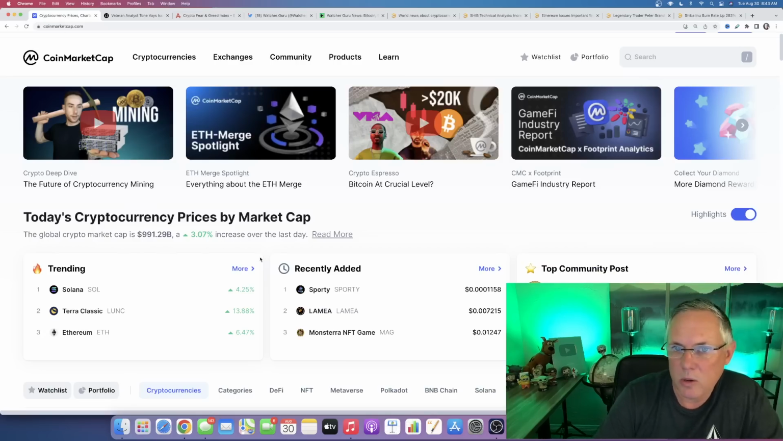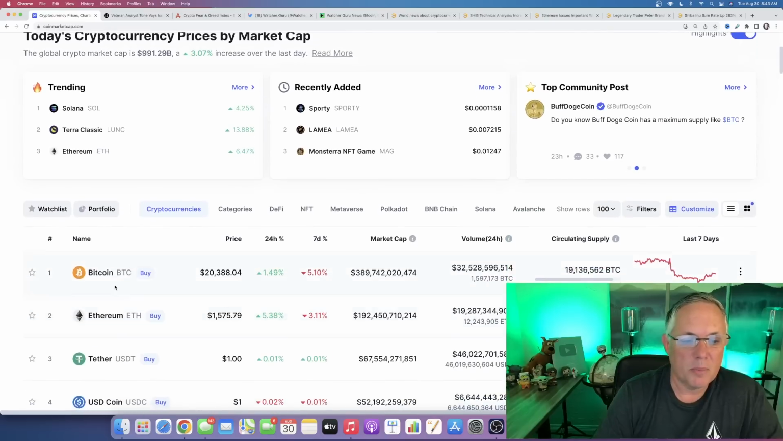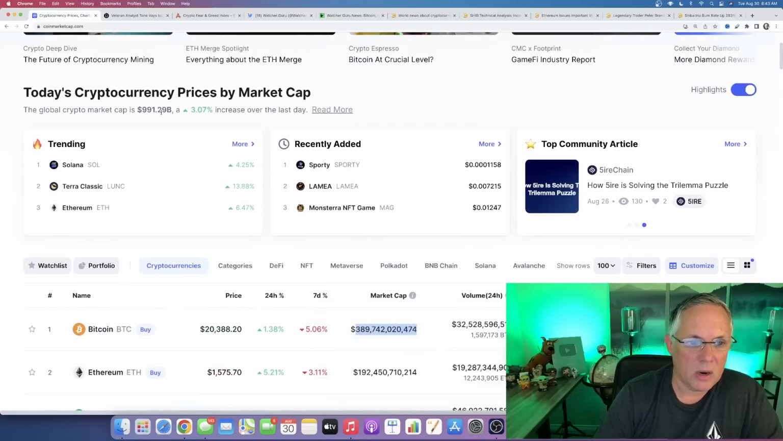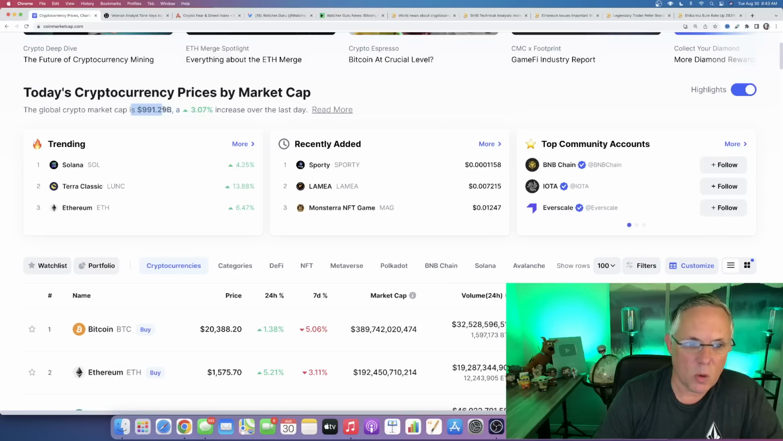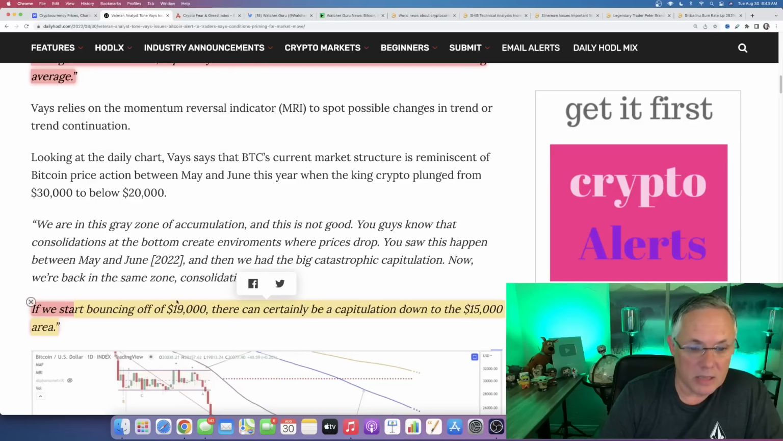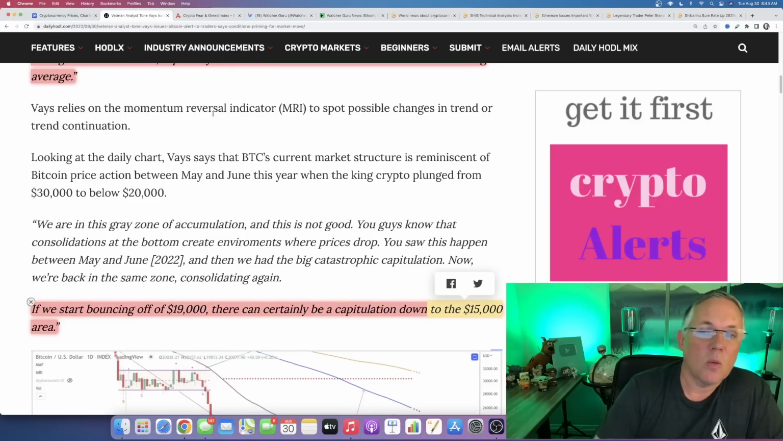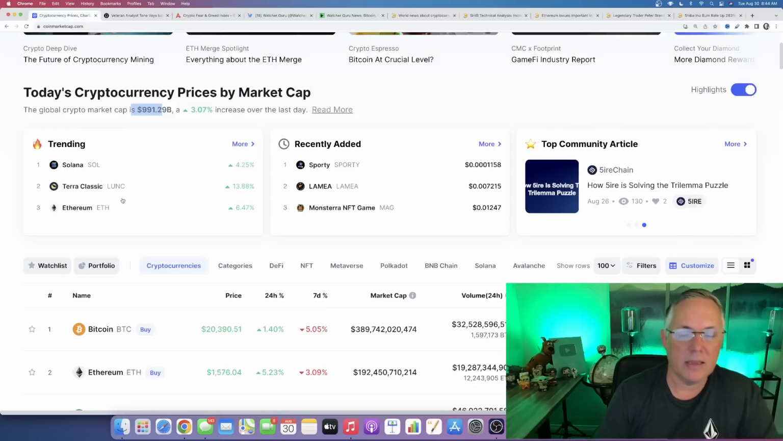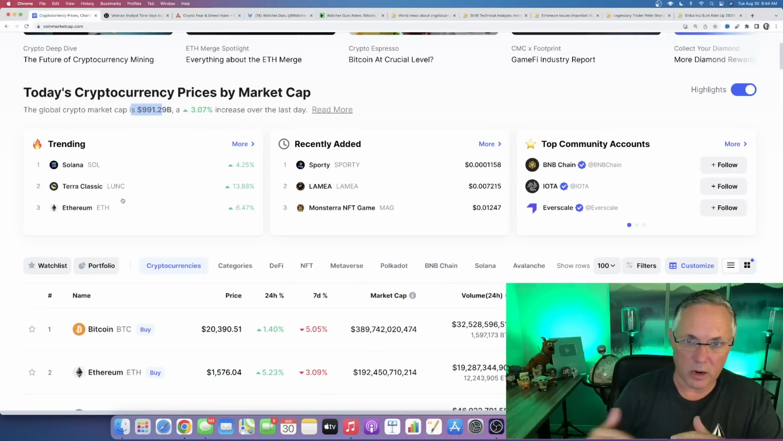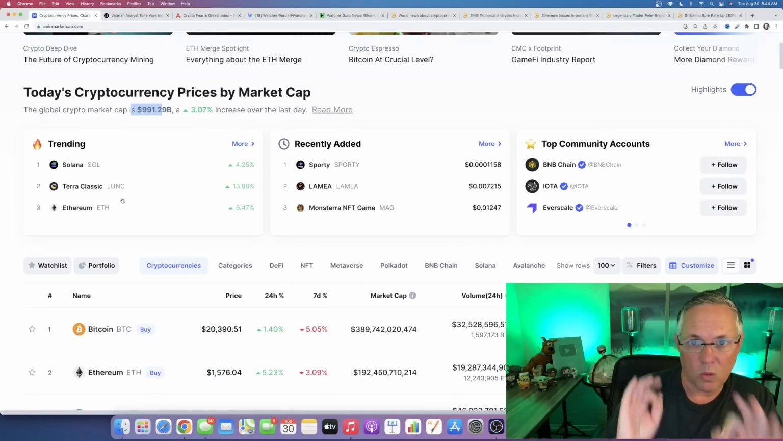Here's why you care. If you didn't know this, Bitcoin, you see this number right here, market cap. Approximately north of 40% of the entire market cap is run by Bitcoin. So if Bitcoin does fall down to, say, 15,000, what's going to happen? It's going to drag the entire crypto market down with it to those levels. Ethereum will fall, Shiba Inu will fall.